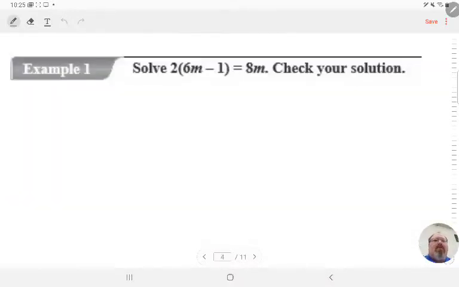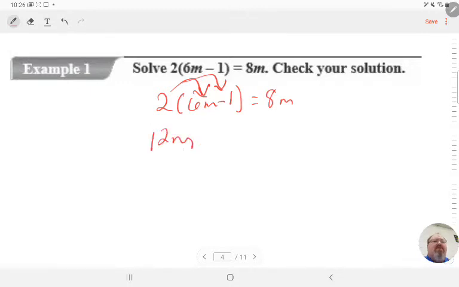All right, so let's look at this example. We have 2 times (6m minus 1) equals 8m. Again, first thing we have to do is to distribute. Outside term times the inside terms. So 2 times 6m would be 12m, and 2 times negative 1 would be negative 2. So what I would want to do in this case, I could go either way, it doesn't matter. I could subtract 12m from both sides, or I could subtract 8m from both sides. Let's go ahead and subtract 8m from both sides.